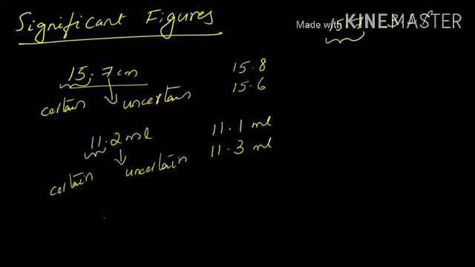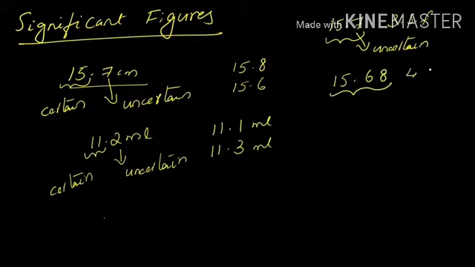For example, if you take the first value 15.7, it has three significant figures. In those three significant figures, the last digit, which is the 7, is the uncertain value in it. 15 is the certain value and 0.7, the last digit 7, is the uncertain value in it. Now we can look at the next example.